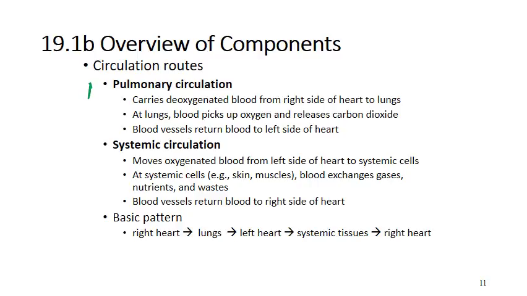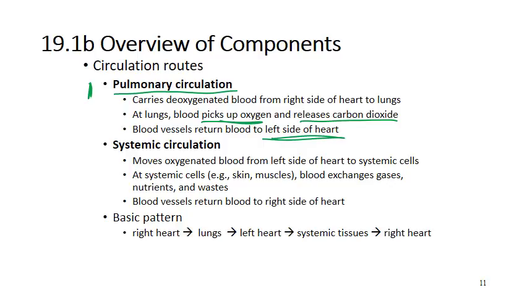So the very first one is going to be our pulmonary circulation. This is where we're taking our deoxygenated blood and taking it from the right side of the heart into the lungs to go ahead and pick up oxygen and release carbon dioxide. Note that the blood vessels are going to return to the left side of the heart in through the pulmonary veins. Veins are always carrying blood to the heart, arteries are carrying it away.